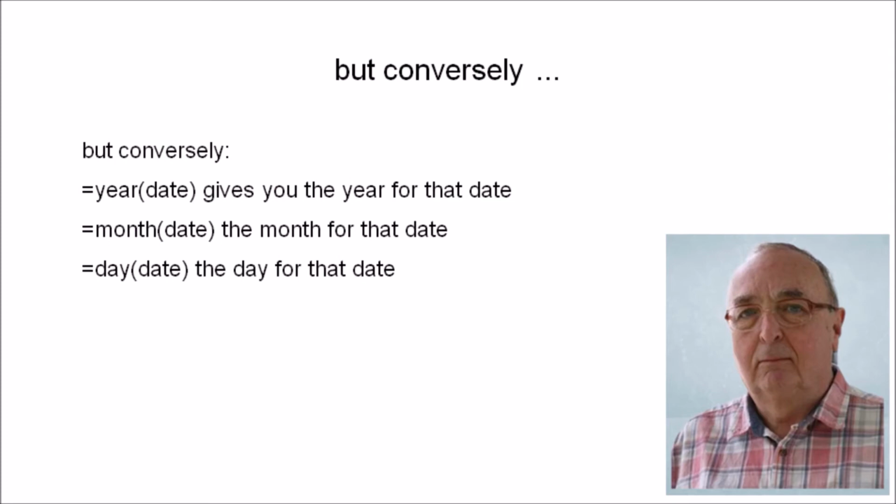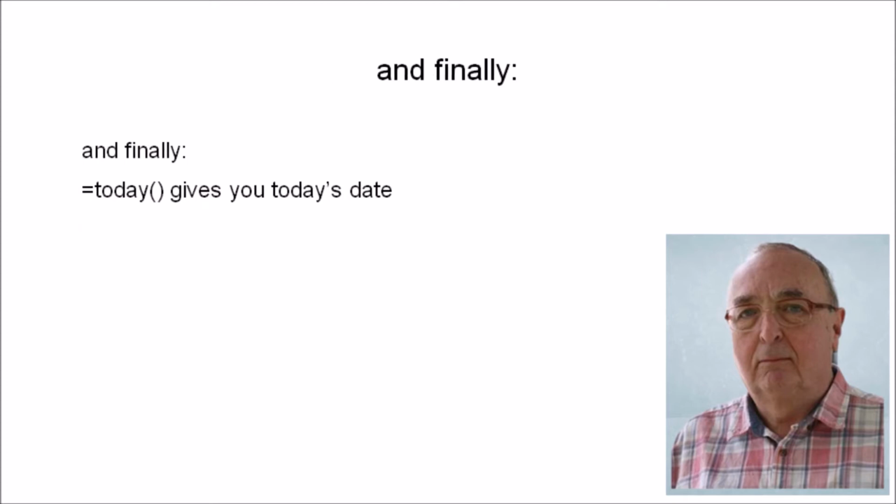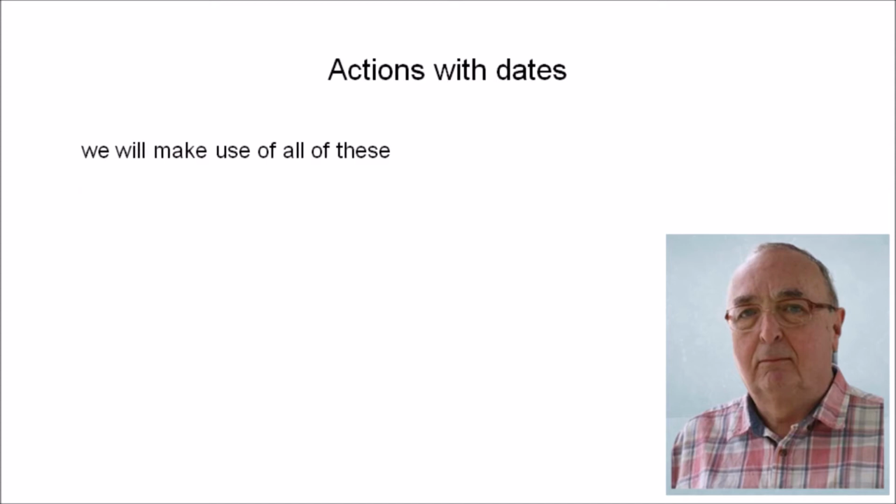That's how to construct a date, but equally you can take a date apart. So, the function =YEAR on a date gives you the year for that date. =MONTH on a date gives you the month for that date, and =DAY on a date gives you the day for that date. The other function you need to be aware of is TODAY, or =TODAY(), then open and close brackets. That gives you today's date. And you can also use the year, month and day functions on that as well. We'll make use of all of these in this video.